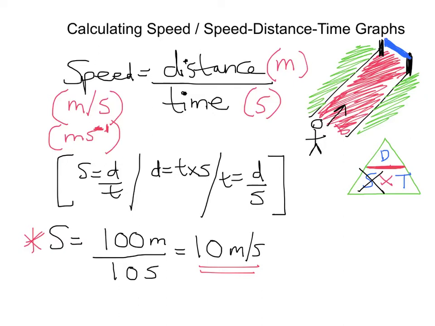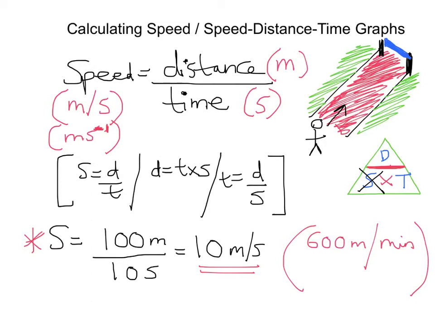So for example, 10 meters per second, if I could do 10 meters in every second, in a minute I would be able to do 60 lots of that, because there are 60 seconds in a minute. So 10 meters per second would be the same as saying 600 meters per minute.